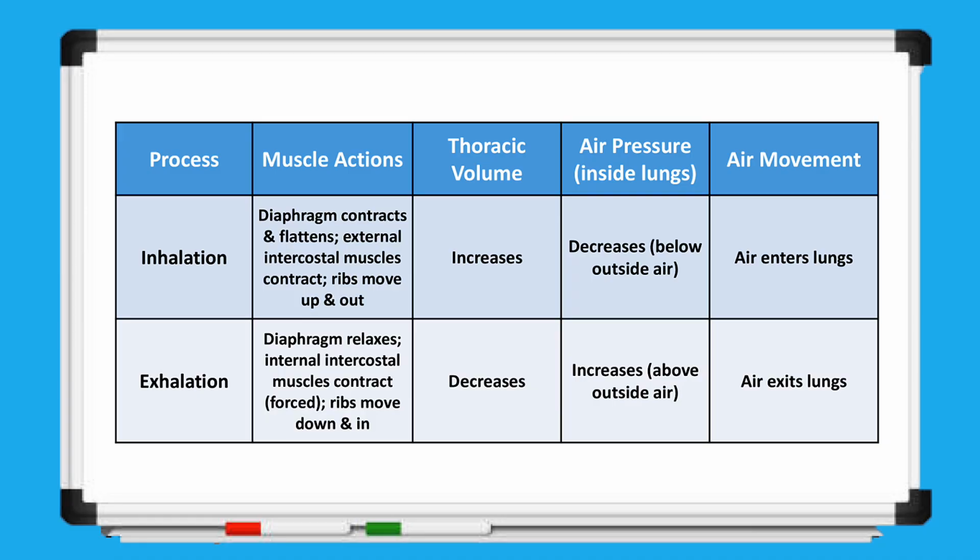lungs. On the other hand, during exhalation, the diaphragm relaxes and returns to its dome-shaped position, while the internal intercostal muscles may contract, pulling the ribs downward and inward. This causes the volume of the thoracic cavity to decrease, which in turn increases the air pressure inside the lungs. Since the pressure inside is now higher than the external air pressure, air is forced out of the lungs. So, to put it simply, inhalation increases chest volume and draws air in, while exhalation decreases chest volume and pushes air out. This rhythmic expansion and contraction maintain the continuous flow of air, allowing efficient gas exchange to take place in the alveoli.